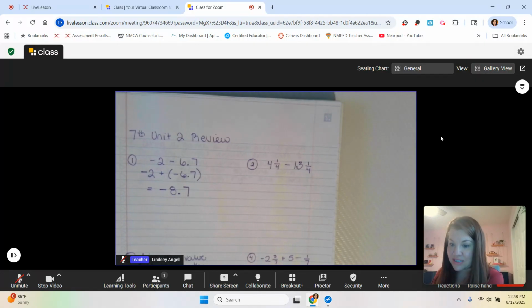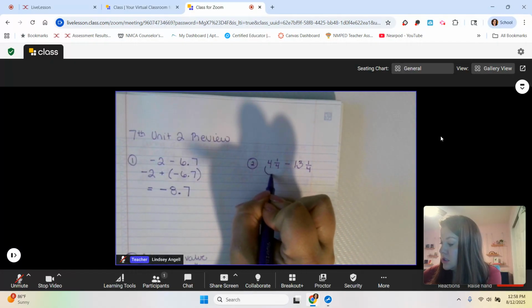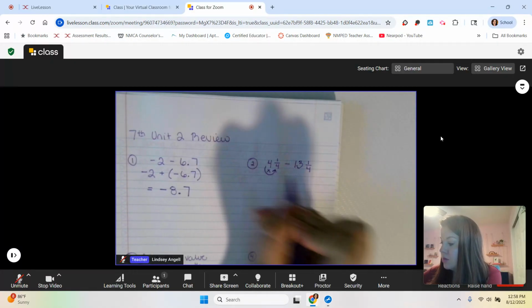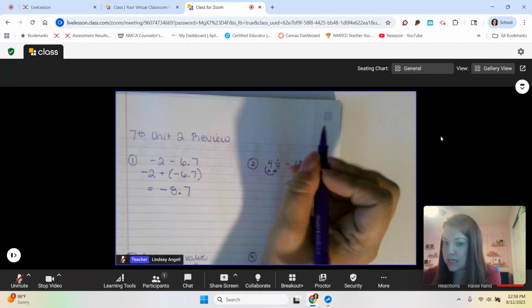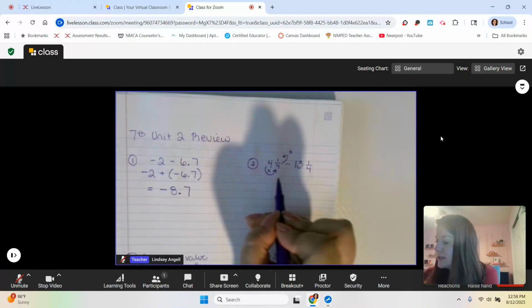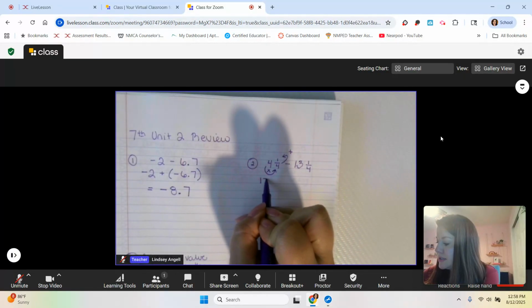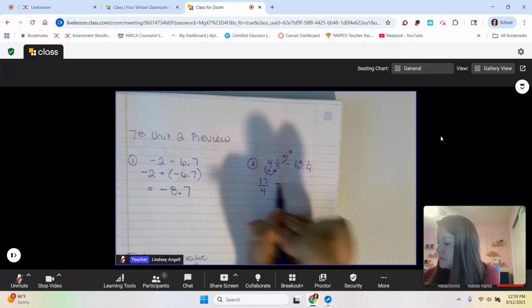First let's convert them to improper fractions. To do that, you take your whole number and multiply it by your denominator. So 4 times 4 is 16. And then you add in your numerator, so plus 1. 16 plus 1 is 17. I keep my same denominator.